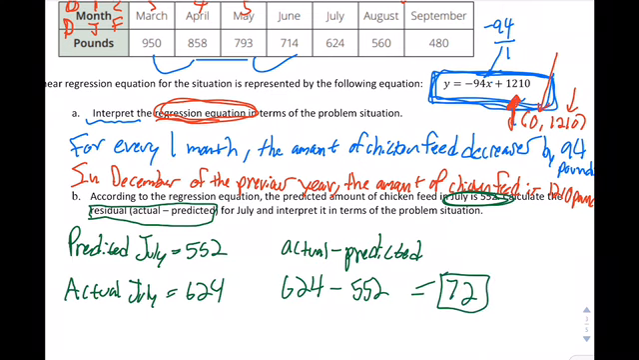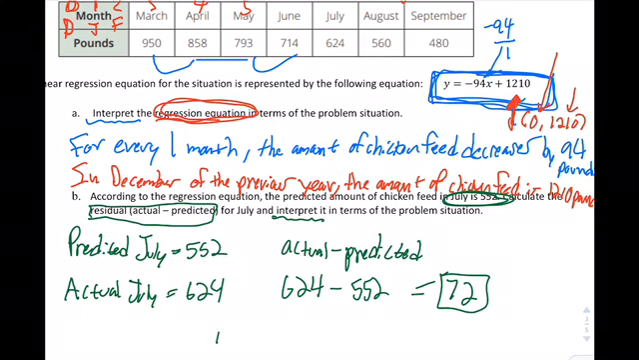This is what is called our residual value. Residual is just a fancy term to describe how off your estimate was. So 624 minus 552, we get a positive 72. Now, what does this mean? This is where the interpreting comes in. What does this mean in this specific scenario?